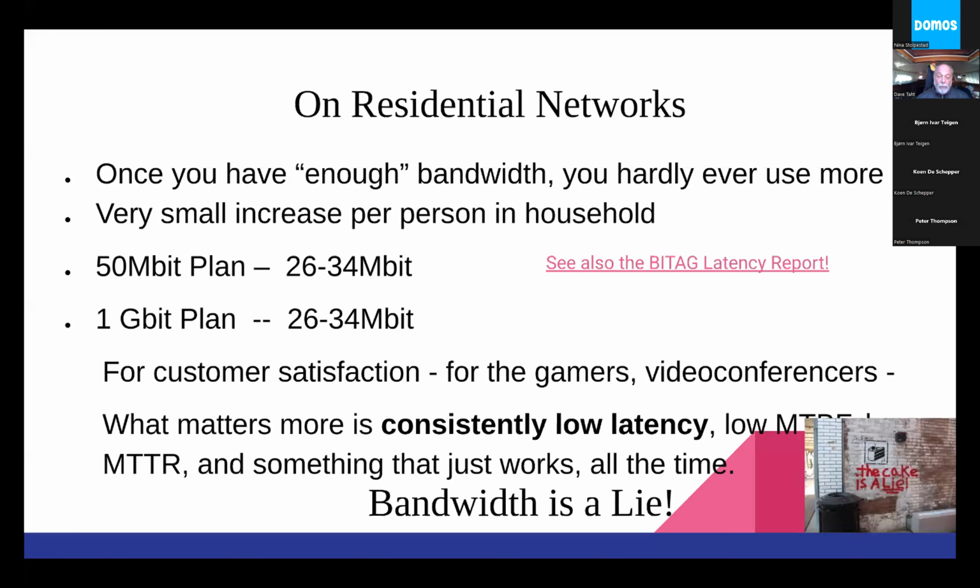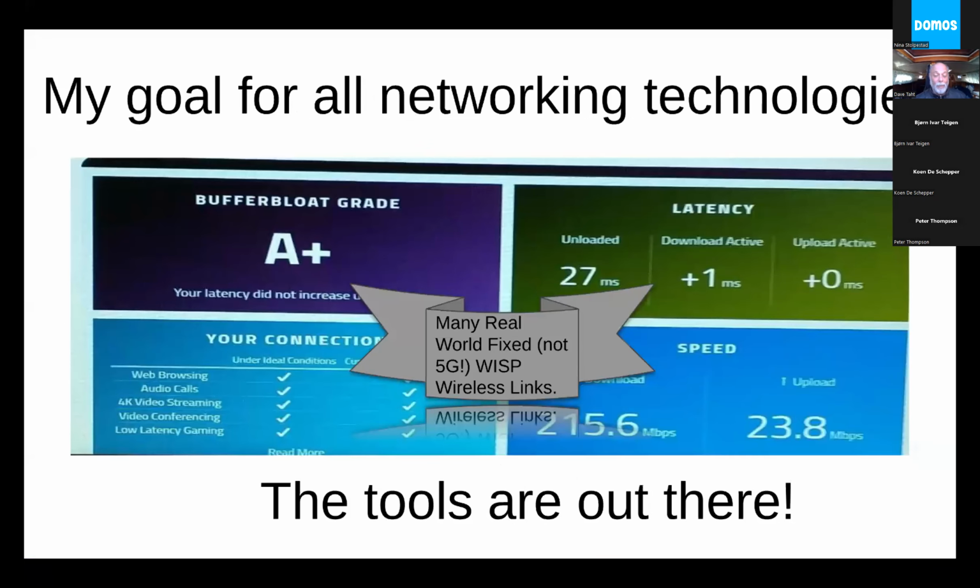So for customer satisfaction, for the gamers and the video conferencers and day-to-day usage, what really does seem to matter more is consistently low latency, low mean times between failure, low mean times to repair, and something that just works all the time. Bandwidth is a lie. That said, we can achieve today, with technologies shipping, these kinds of results for low latency all the time on at least most of our traffic.